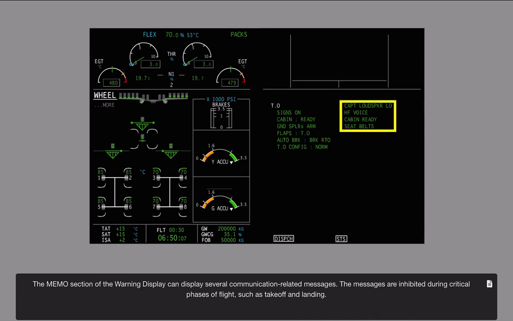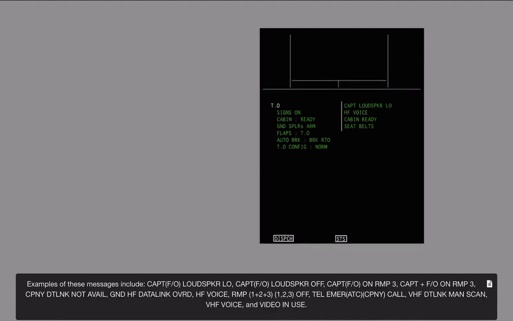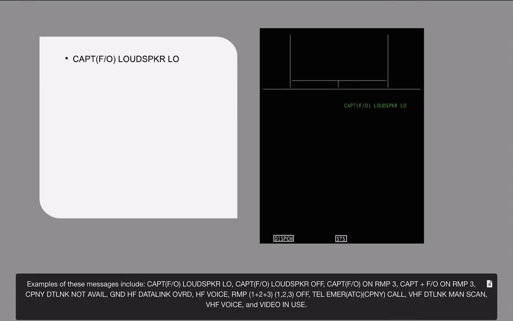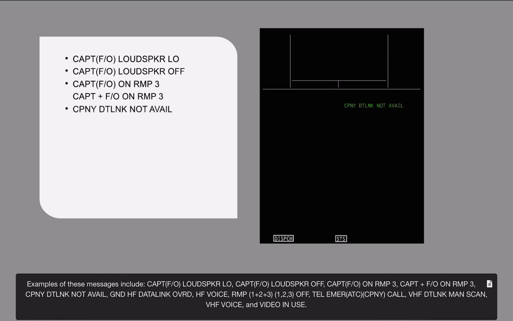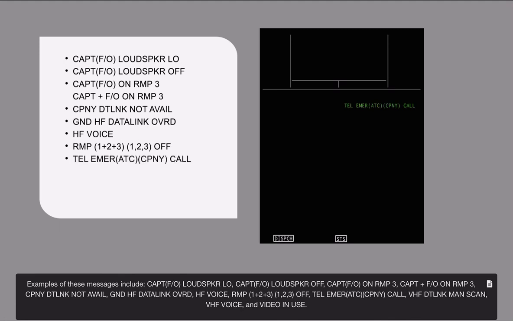The memo section of the warning display can display several communication-related messages. The messages are inhibited during critical phases of flight, such as takeoff and landing. Examples of these messages include Captain or First Officer loudspeaker low, Captain or First Officer loudspeaker off, Captain and/or First Officer on RMP 3, Company data link not available, Ground HF data link override, HF voice, RMP 1, 2, and/or 3 off, telephone emergency ATC or company call, VHF data link manual scan, VHF voice, and video in use.